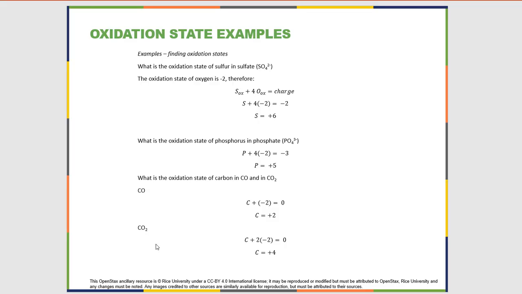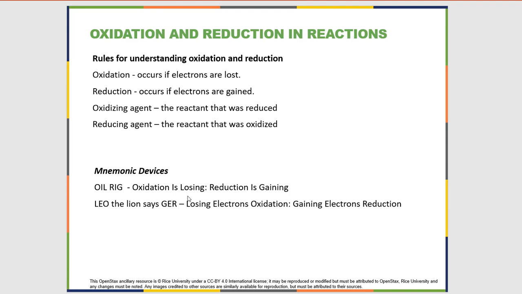So this is finding oxidation states, which is important because it leads us to the next step, which is using oxidation states in chemical reactions. In chemical reactions, we want to understand what is oxidized and what is reduced. Oxidation means electrons are lost. Reduction means electrons are gained. If electrons are lost, something's charge goes up. If electrons are gained, something's charge goes down. The oxidizing agent is the reactant that was reduced, and the reducing agent is the reactant that was oxidized.